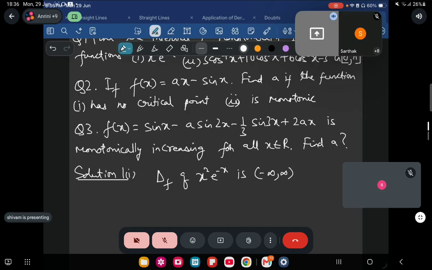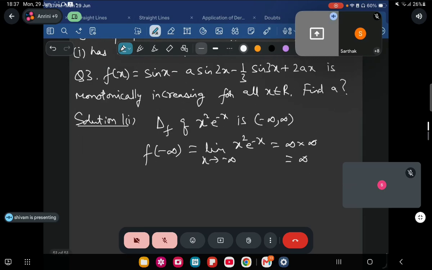Okay. Next, you can understand that if you find out f of minus infinity, we will get limit x tends to minus infinity of x square into e to the power minus x. This will give us infinity into infinity, which is infinity only, right? So at minus infinity, you'll get infinity. I hope you people can understand.